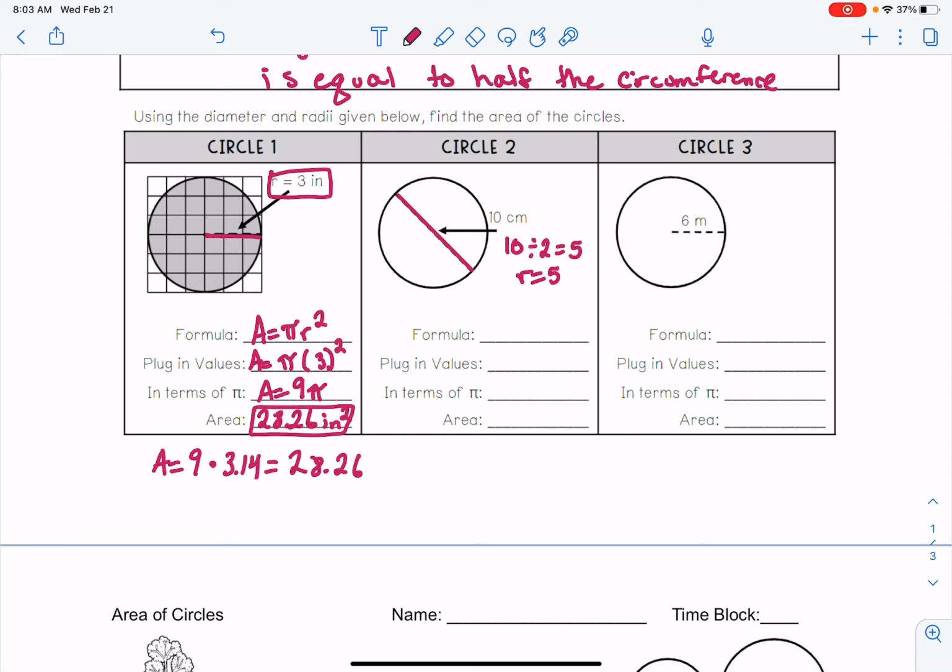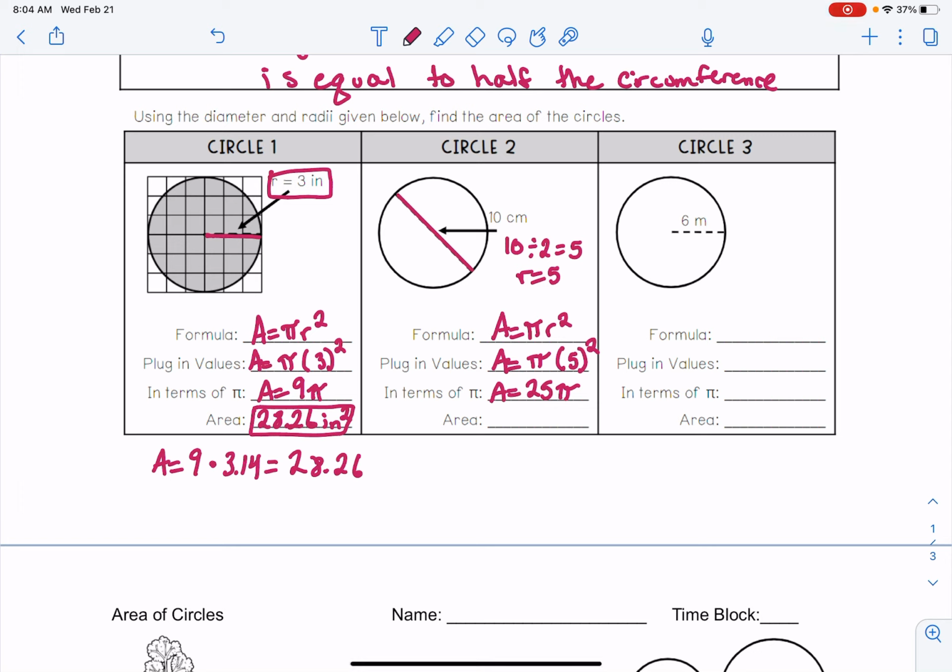All right, so same formula, area equals pi r squared. I'm going to plug in some values. Instead of r, we're going to use 5. So I've got pi times 5 squared, and we're going to simplify. We're going to write this in terms of pi. So that means we're going to multiply 5 times 5, so we get 25 pi.